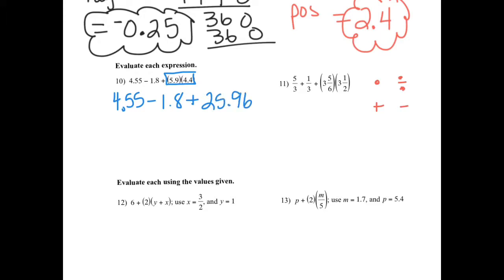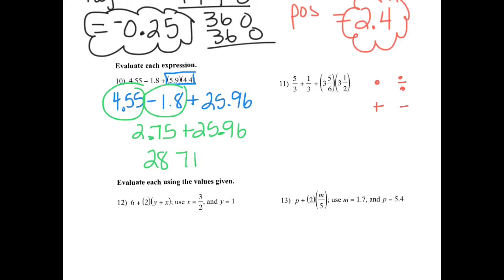Now I can look at these as same signs add and keep or different signs subtract. They're different, so 4.55 minus 1.8 equals 2.75 plus 25.96 equals 28.71. Again, can you use a calculator?